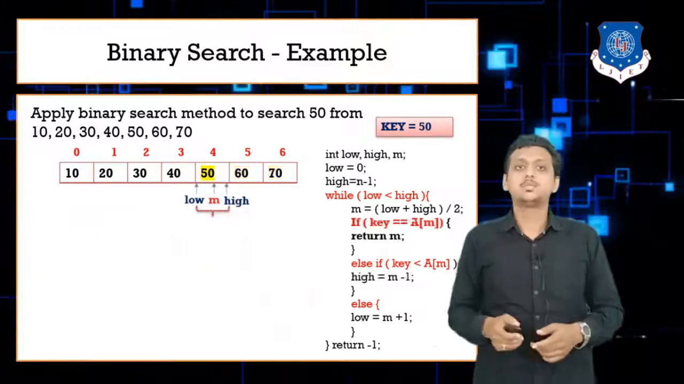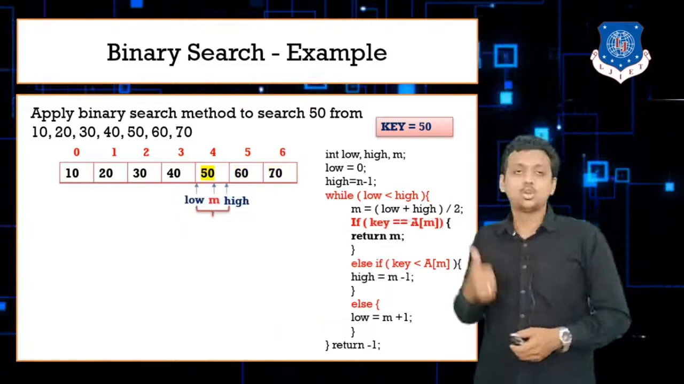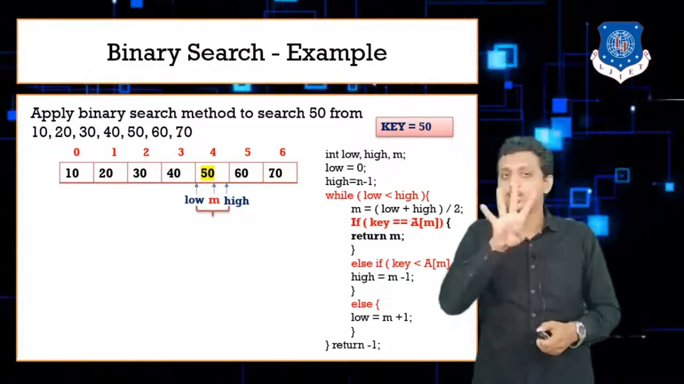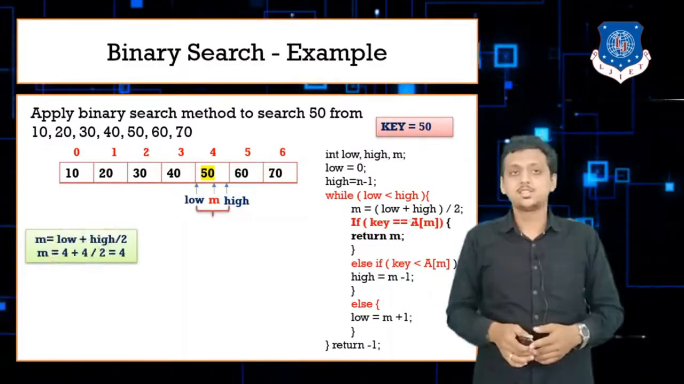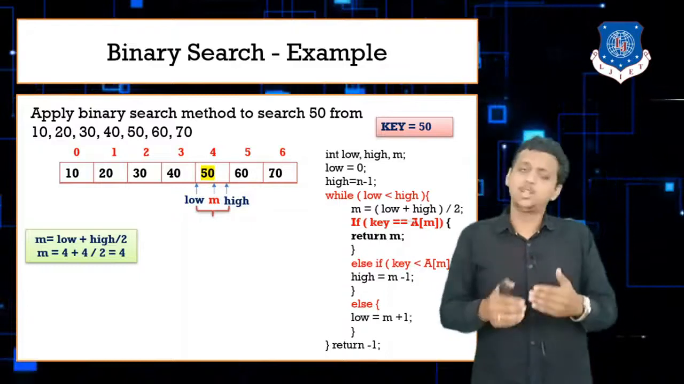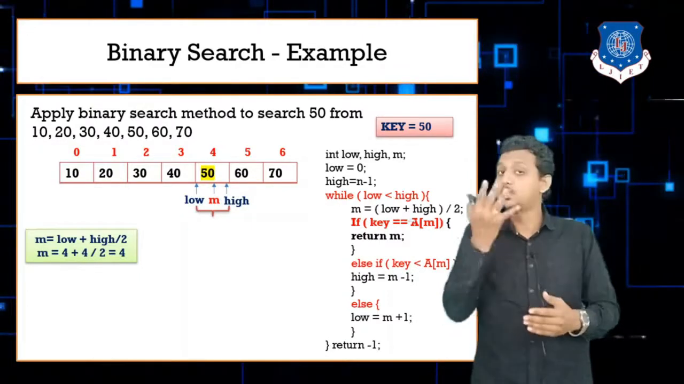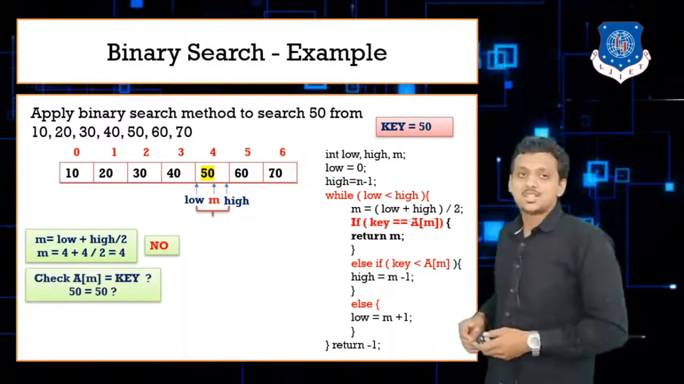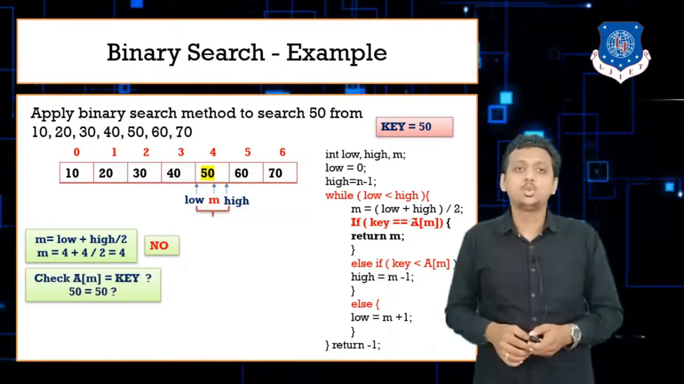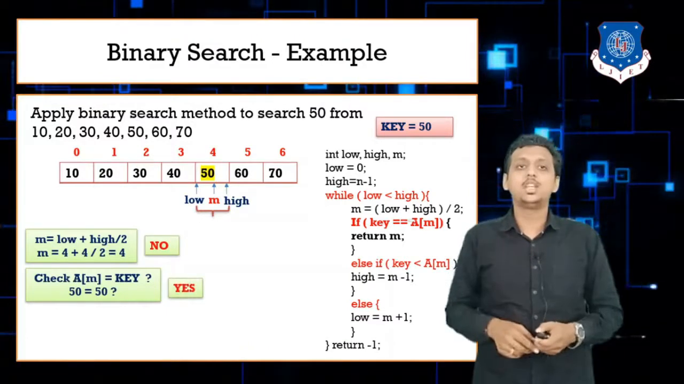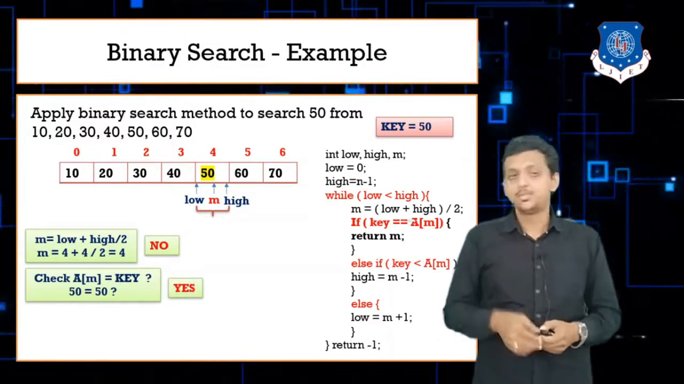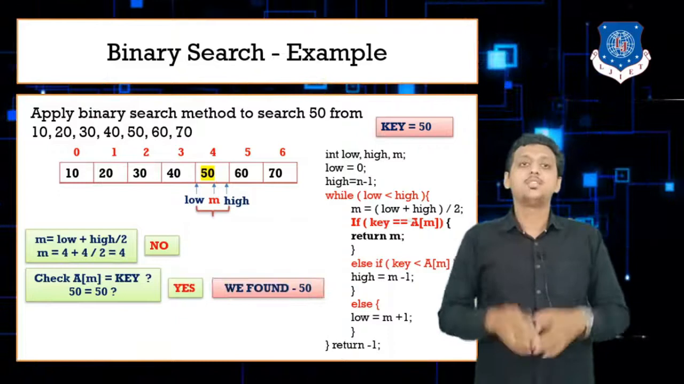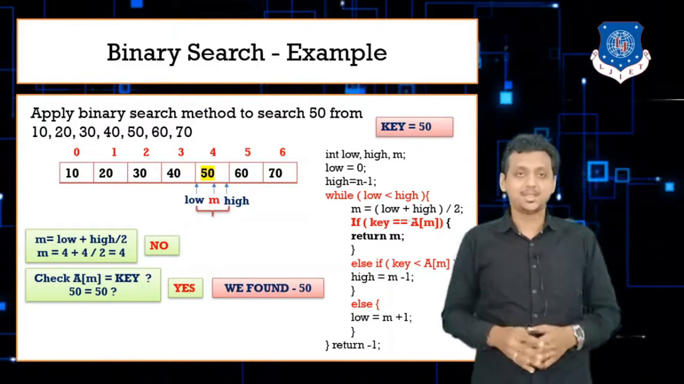So now let's begin. See, right now students, your low, high both are at 4th position. So here it is. Low plus high by 2, that means 4 plus 4 by 2, that means 4. So just check it out. First here check a of m is equal to key. 50 is equal to 50. So say yes sir. 50 we found. That means we found our element.